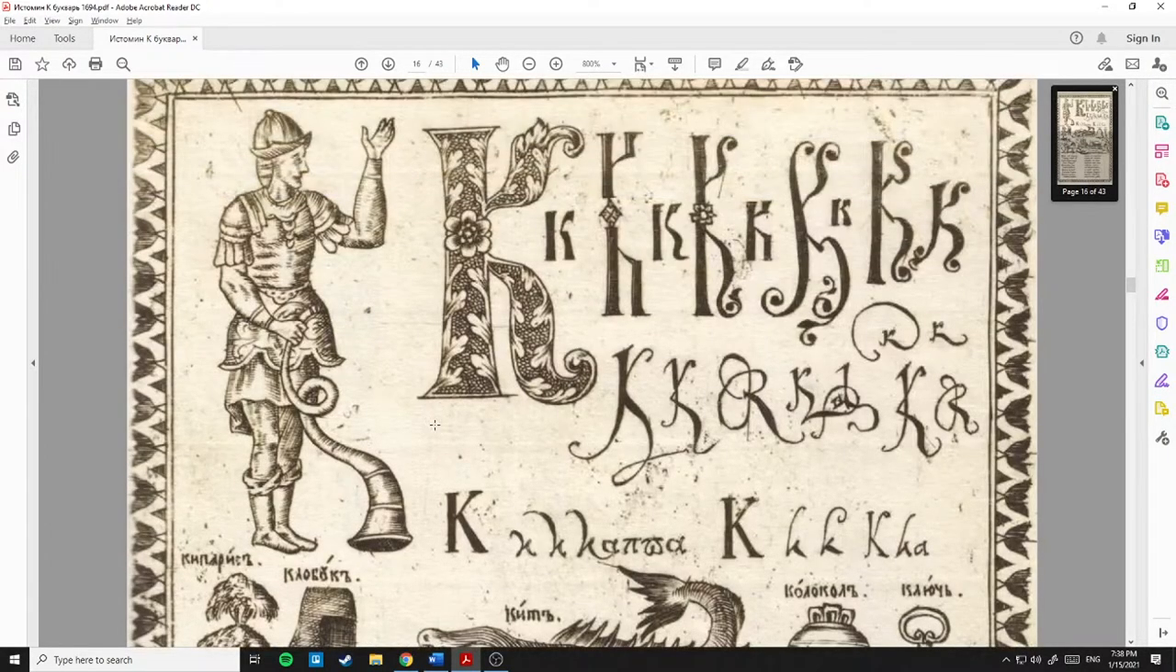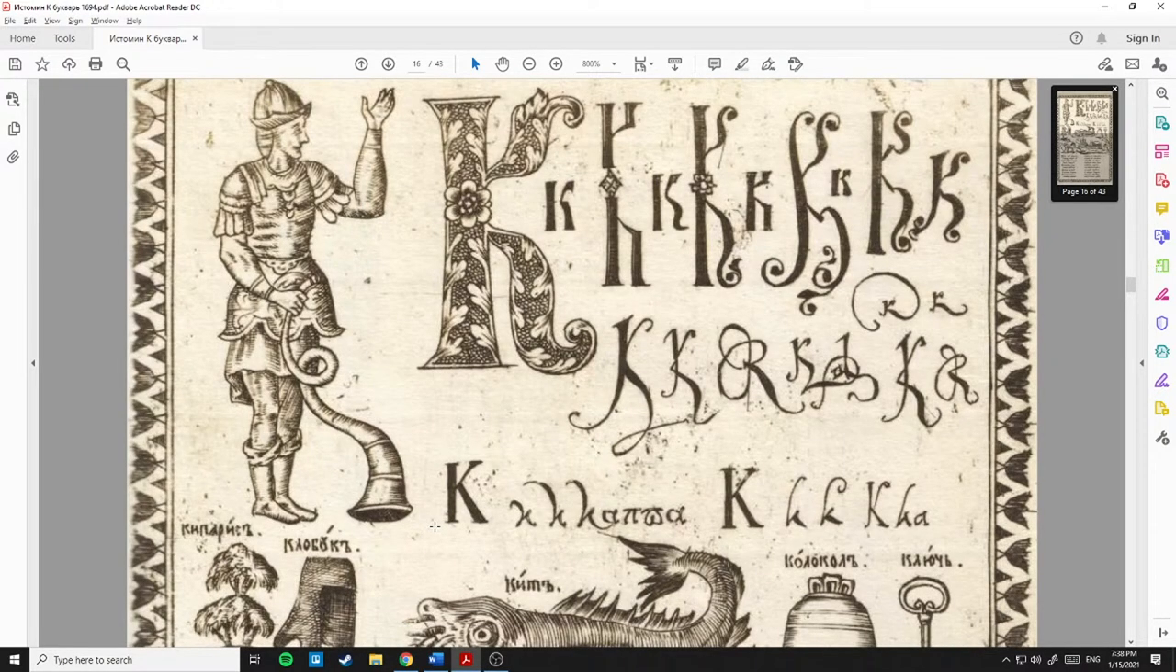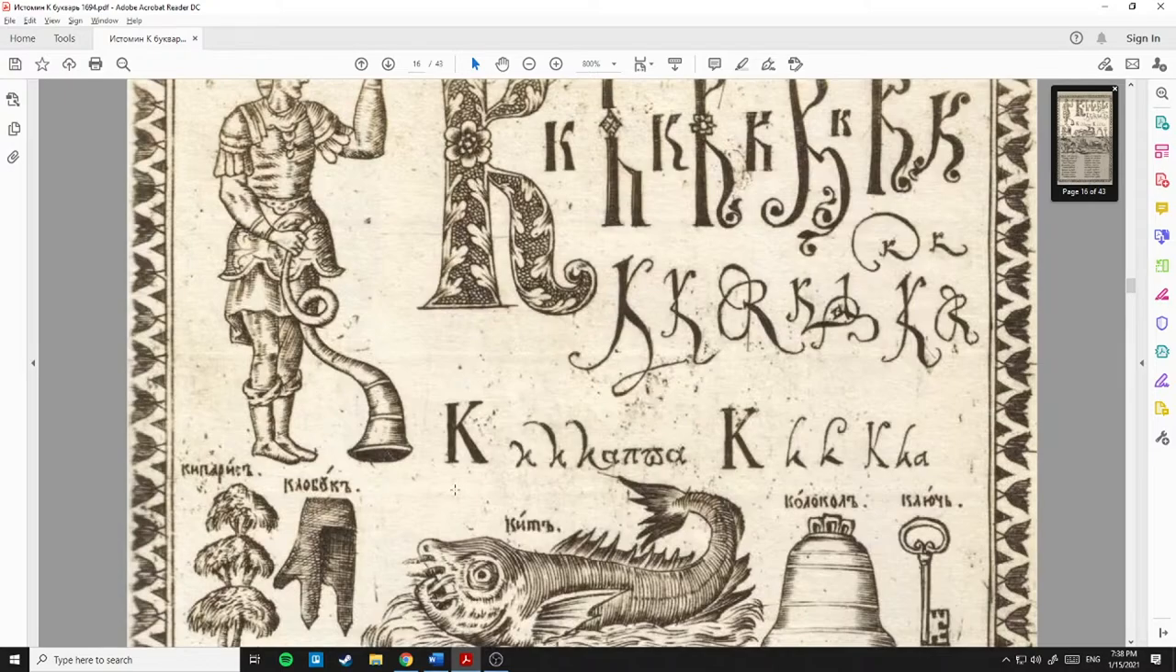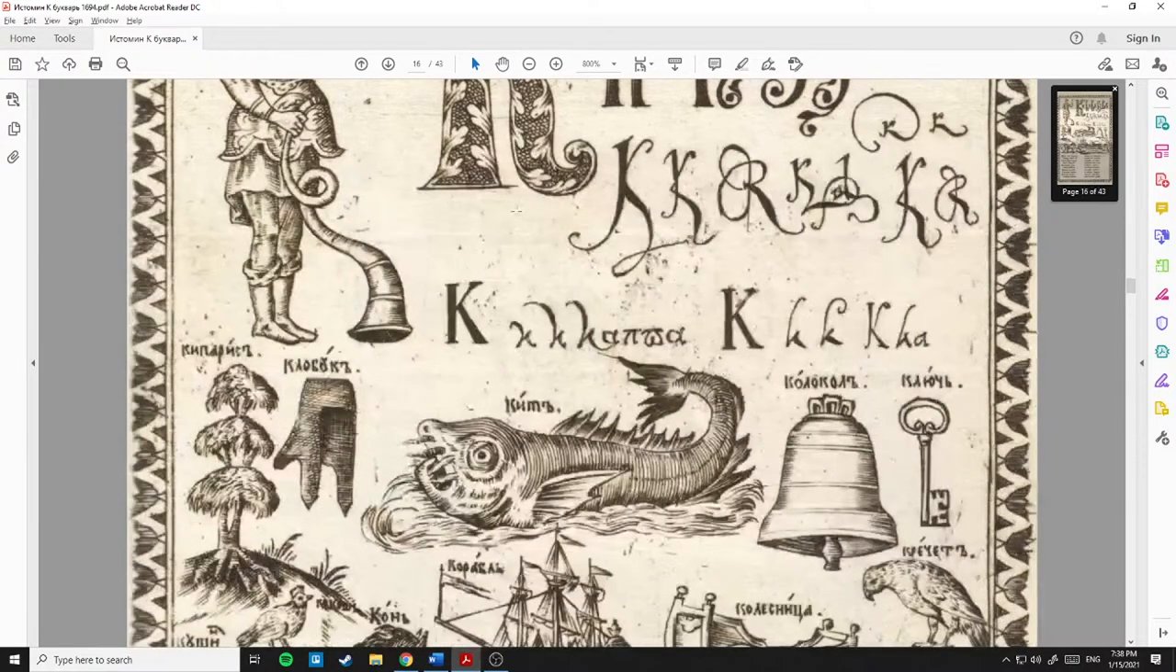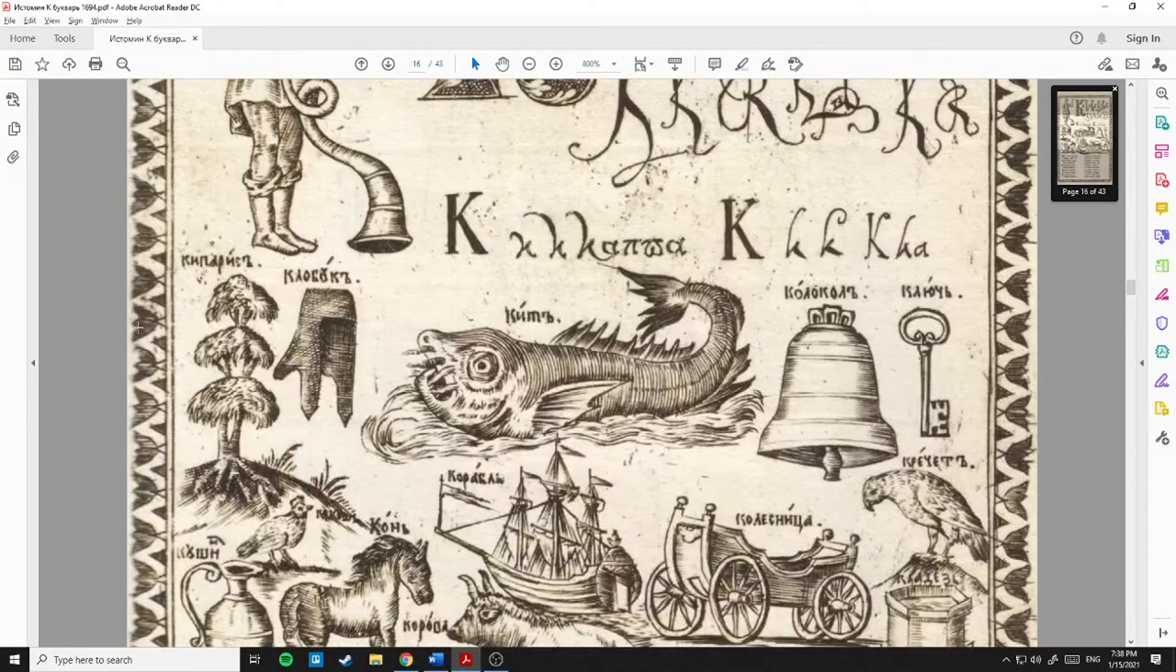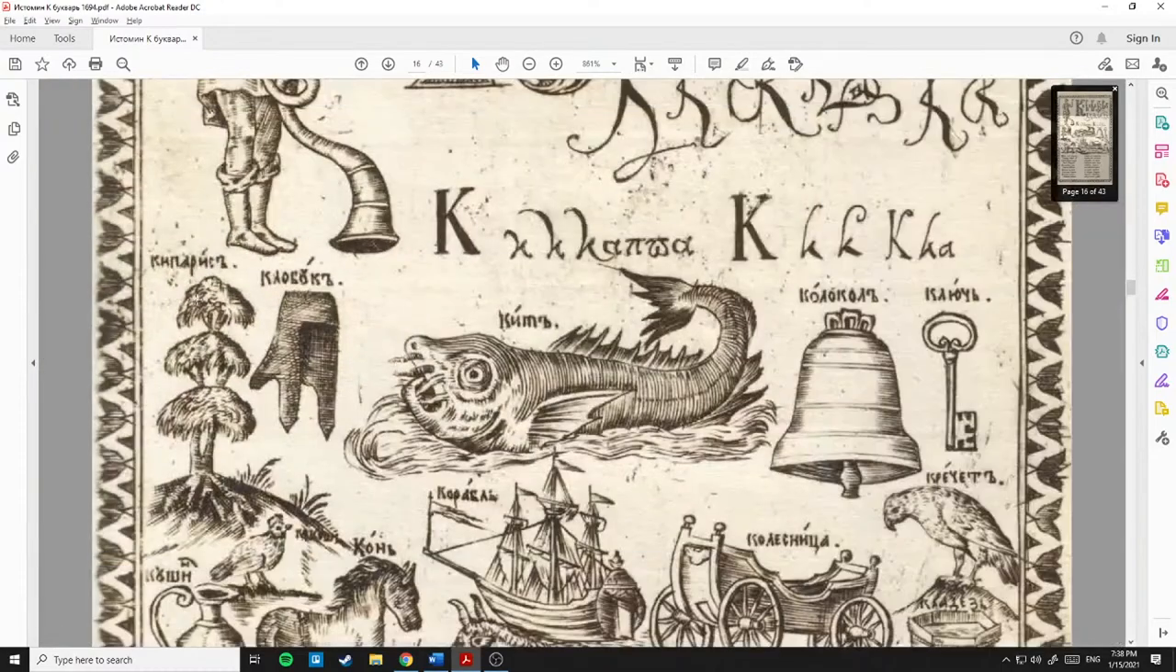Okay. Kako, right? The letter K. Oy oy. This is gonna be hard. Dude, if you have a more modern version, please let me know, because I didn't find anything. I don't have any sources for this. Okay, this is a lot of stuff.